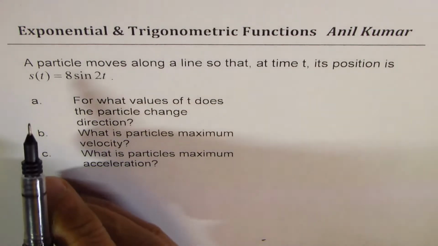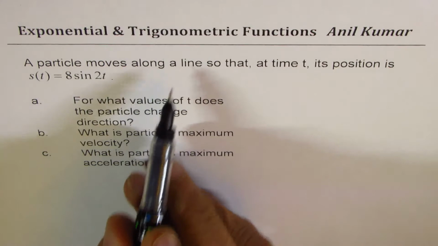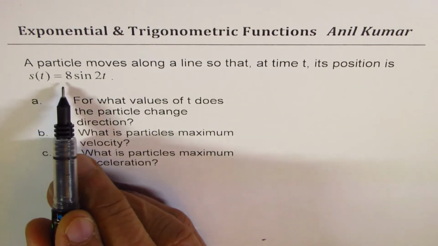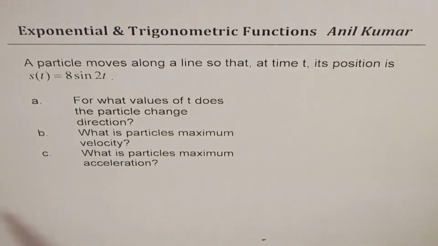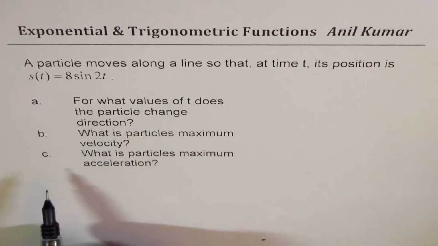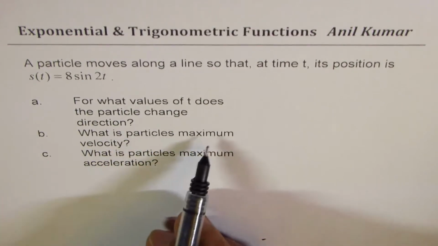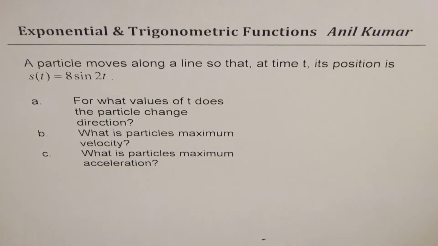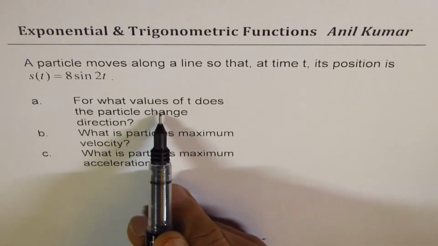The question here is, a particle moves along a line so that at time t, its position is s of t equals 8 sine 2t. For what values of t does the particle change direction? What is the particle's maximum velocity and what is the particle's maximum acceleration? Now, when will the particle change direction?